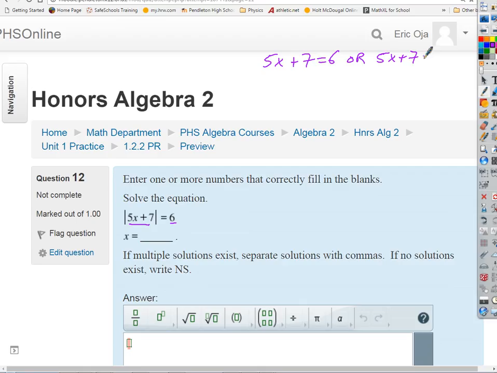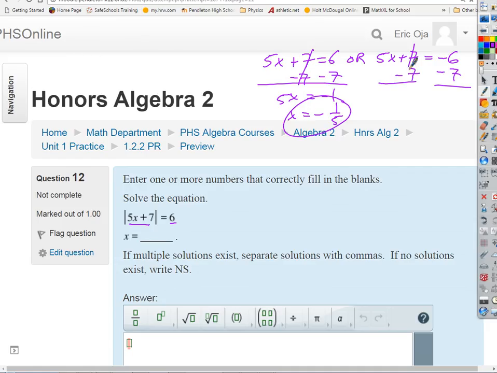So subtract 7. 5x equals -1, so x equals -1/5. Subtract 7 from both sides over here, and we get 5x equals -13, divide by 5, and I get x equals -13/5, which cannot be reduced. So, that's it.